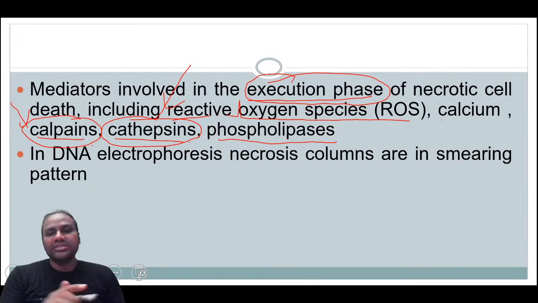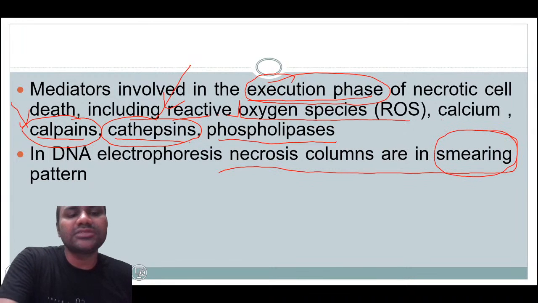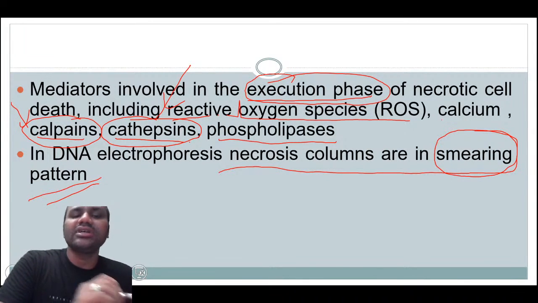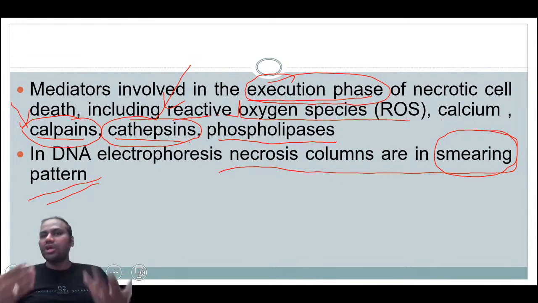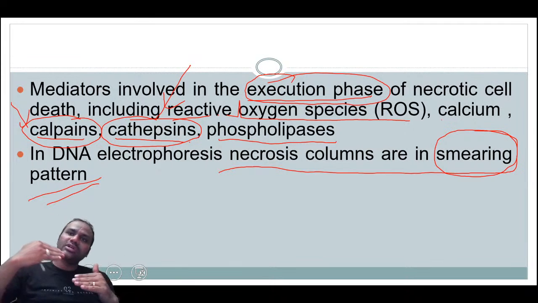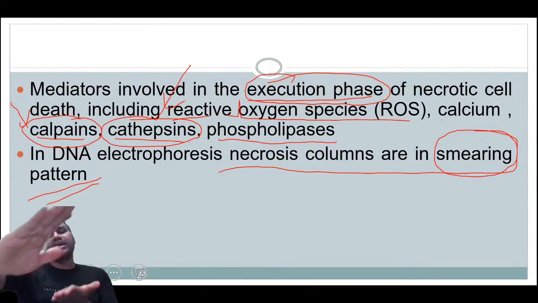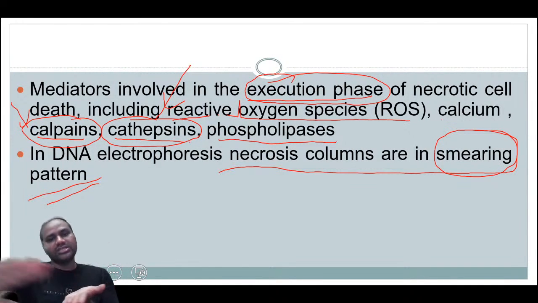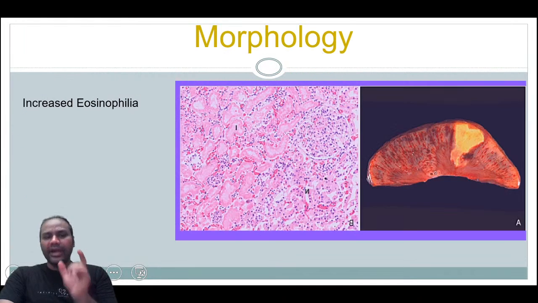In DNA electrophoresis, the necrosis column shows a smearing pattern. This is also a very high-yield question. Obviously necrosis is not a programmed form, so the nucleosomes will not be cut at a specific position; rather the DNA will be cut randomly like a smear, as you would make on a slide. So basically, DNA in the necrosis column shows a smearing pattern.